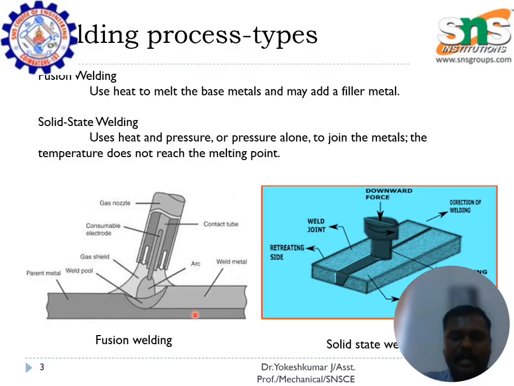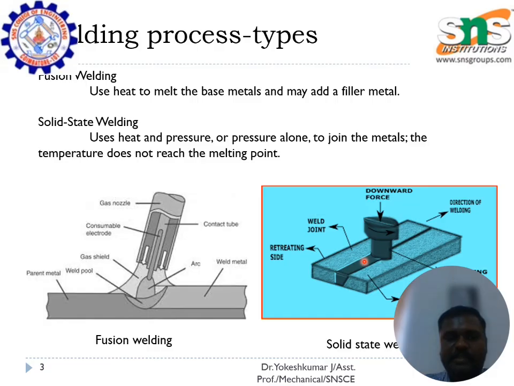We have a parent metal, and by means of an electrode we strike the arc. Then the arc heats the metal into a molten state. Then finally two parent metals are joined together, which forms a weld joint. To avoid oxidation, gas shields may be added. And then finally we have a welded joint.